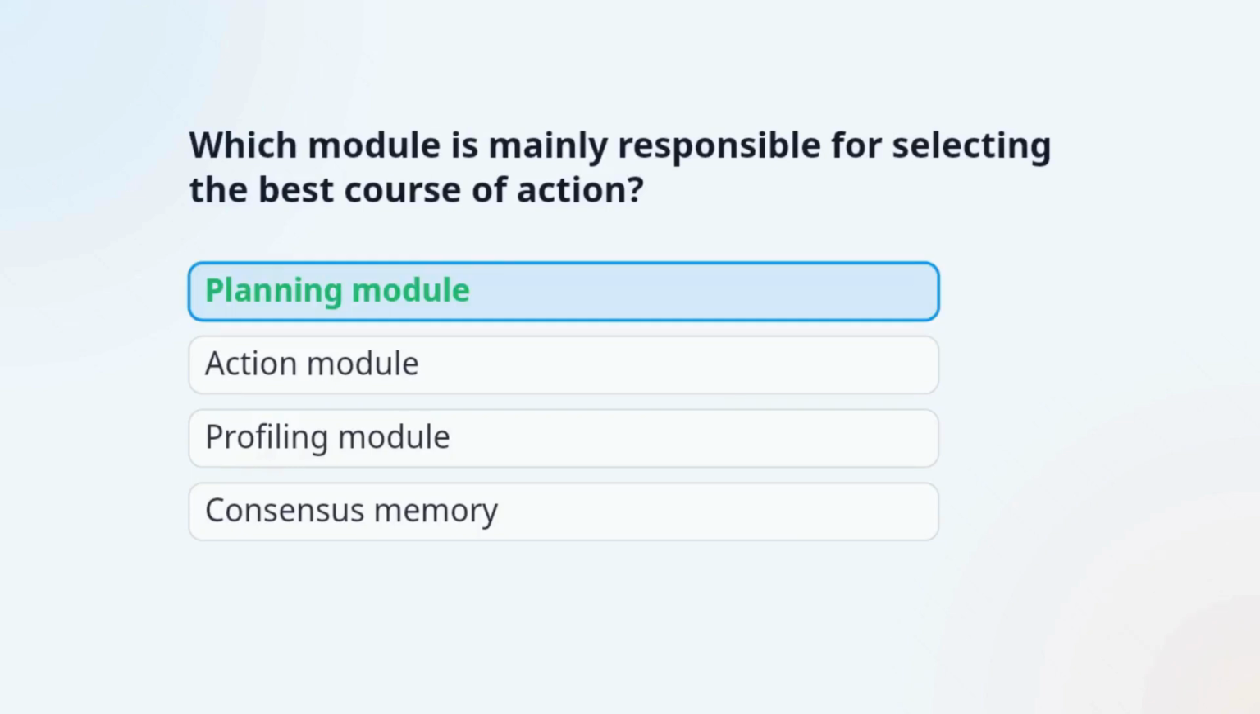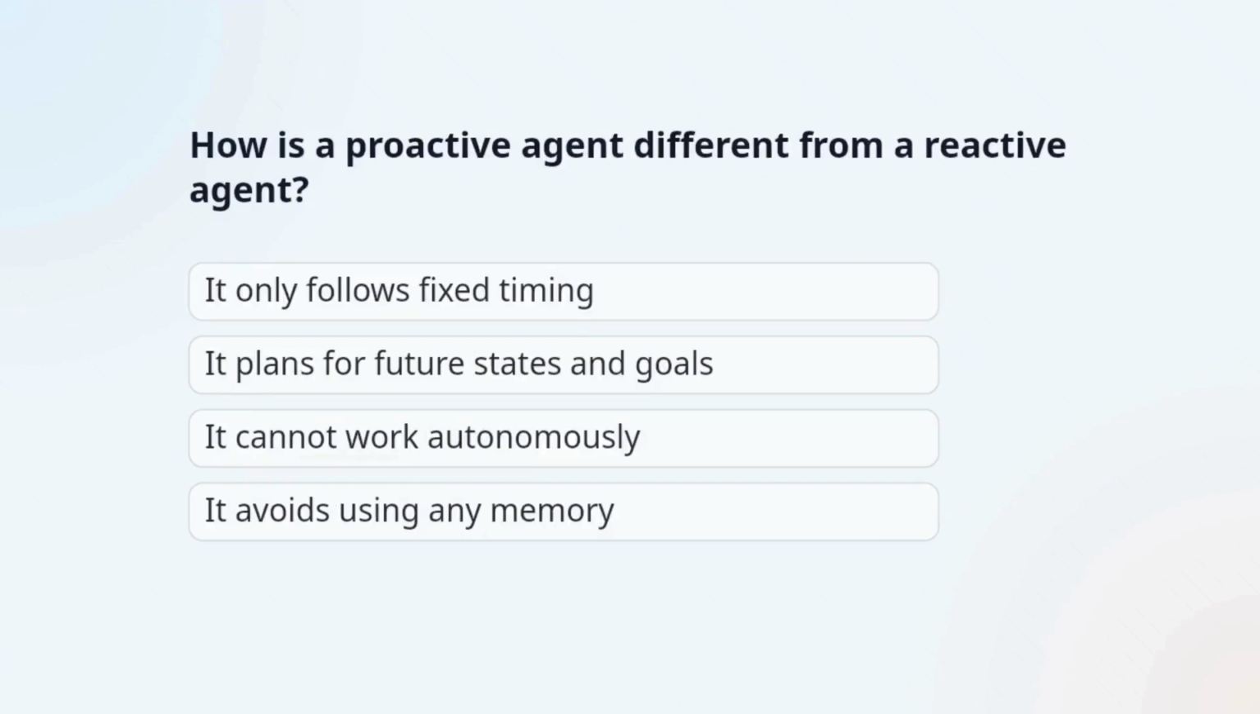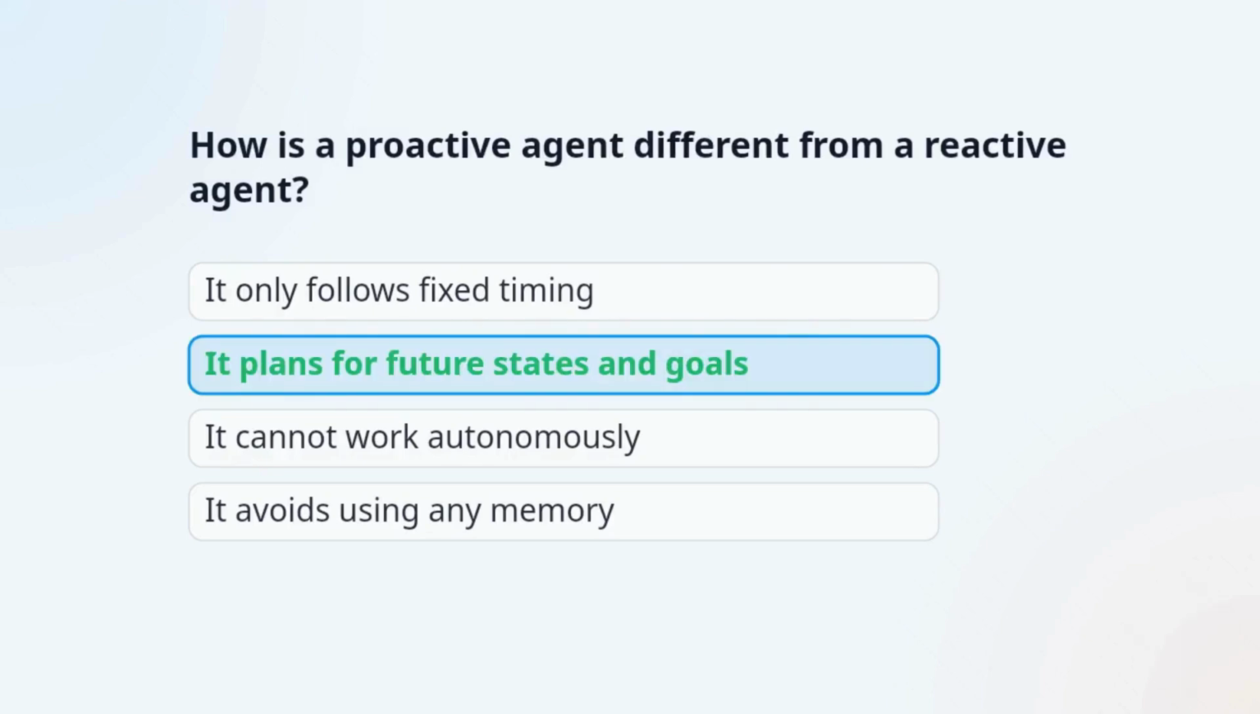The correct answer is planning module. The planning module evaluates situations and alternatives, then chooses the most effective action. Question 2. How is a proactive agent different from a reactive agent? The correct answer is it plans for future states and goals. Reactive agents respond to immediate inputs, while proactive agents anticipate future situations and plan ahead.